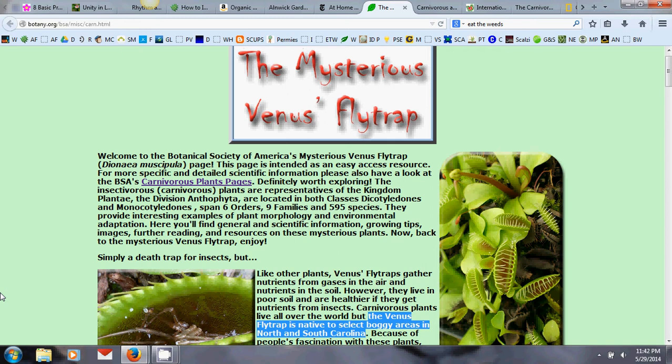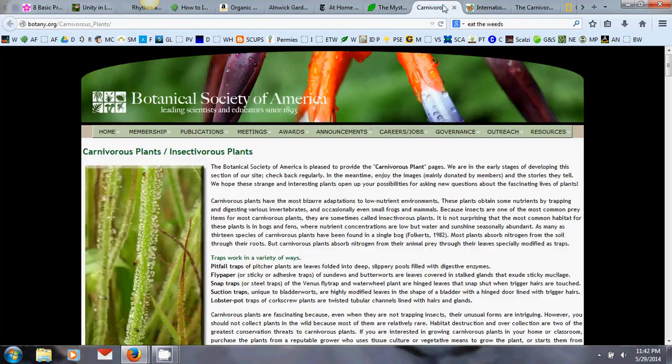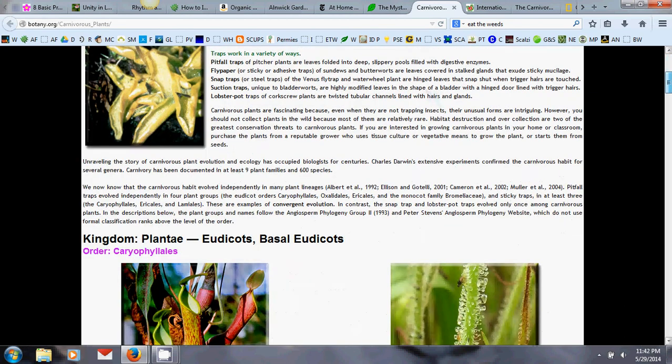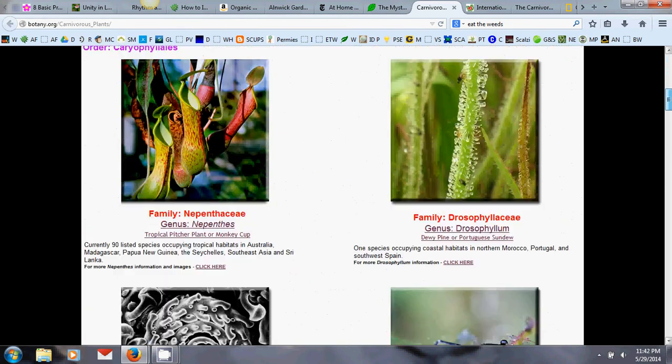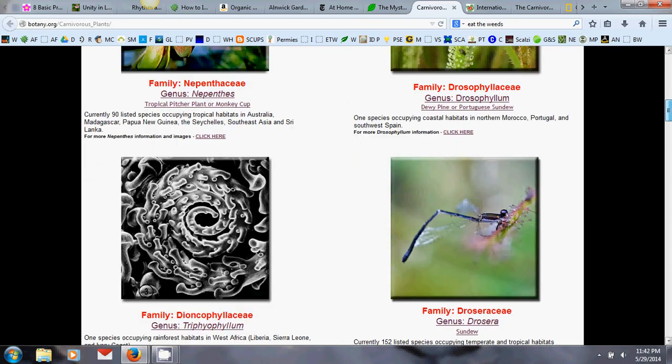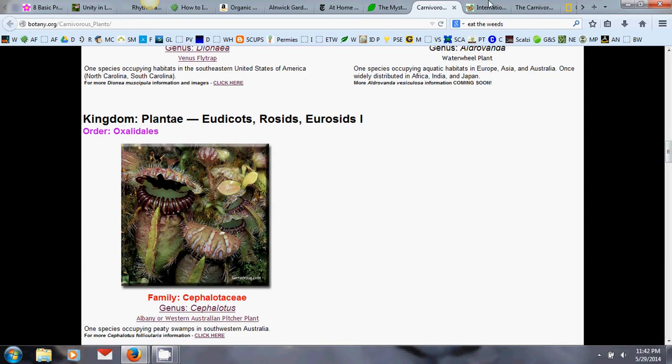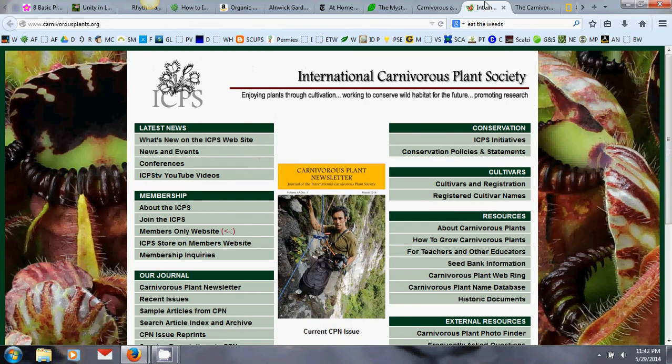And instead, I decided to find some good links for you. So the Botanical Society of America has a nice website identifying different kinds of carnivorous plants, so you can go through them by order and find a lot of different plants that way. You can join the International Carnivorous Plant Society, so no matter where you are in the world, this is open to you. And they'll give you a lot of information about conservation and how to grow it and things like that. And you get a newsletter.